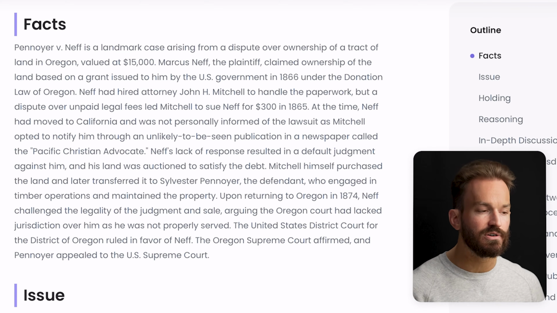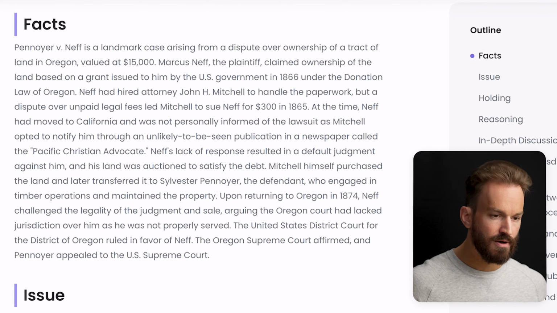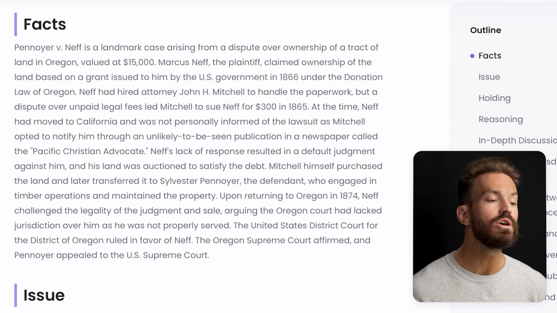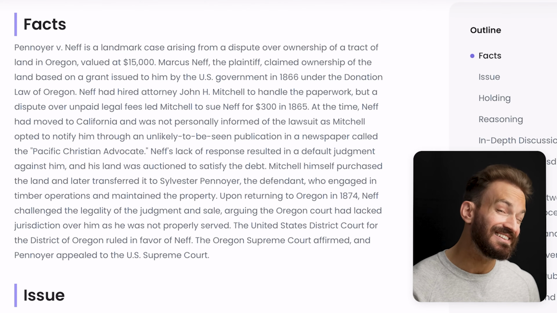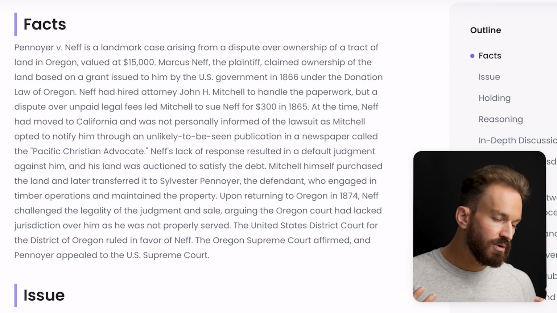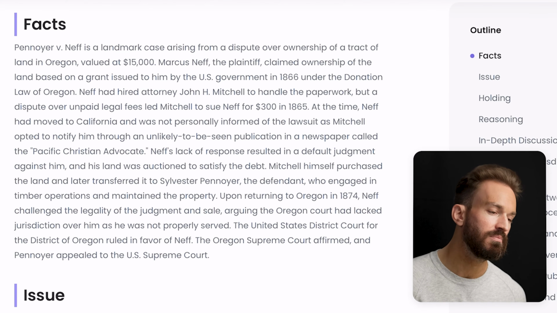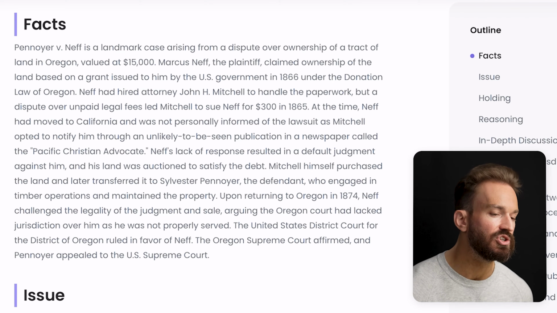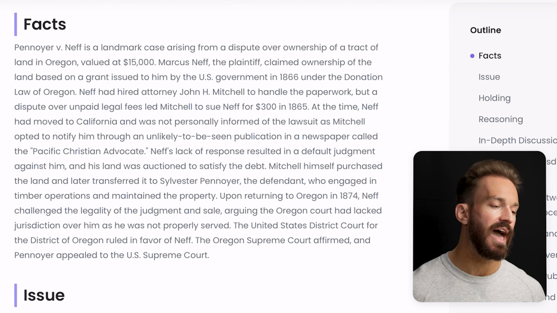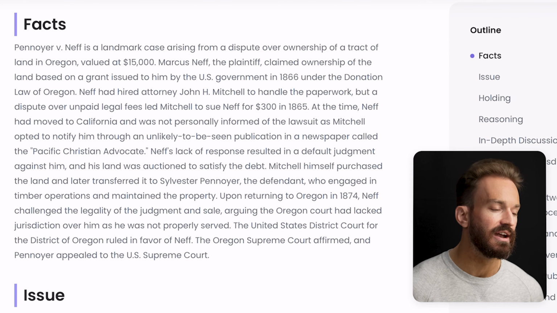Okay, so Neff had hired attorney John H. Mitchell to handle the paperwork for this grant, but a dispute over unpaid legal fees led Mitchell to sue Neff for $300 in 1865. At the time, Neff had moved to California and was not personally informed of the lawsuit, as Mitchell opted to notify him through an unlikely-to-be-seen publication in a newspaper called the Pacific Christian Advocate. Neff's lack of response resulted in a default judgment against him, and his land was auctioned to satisfy the debt.